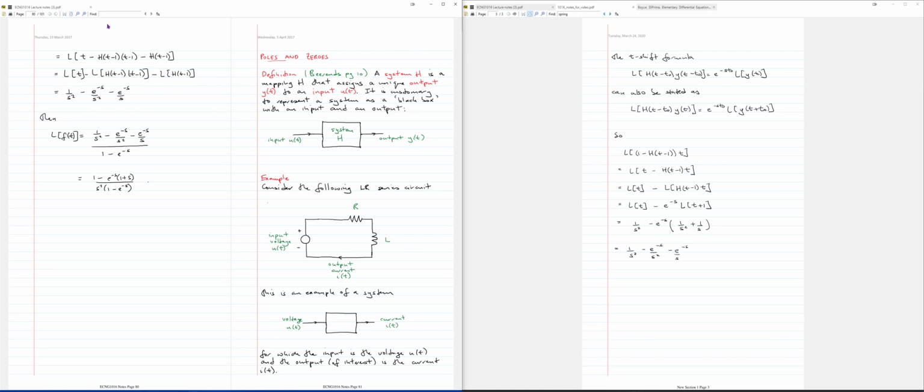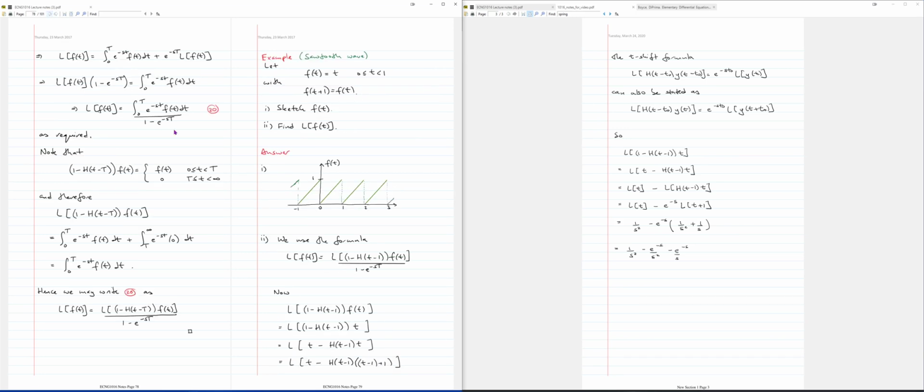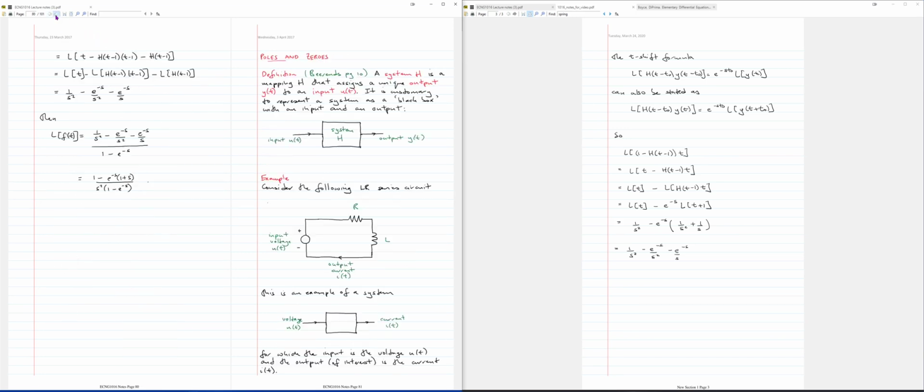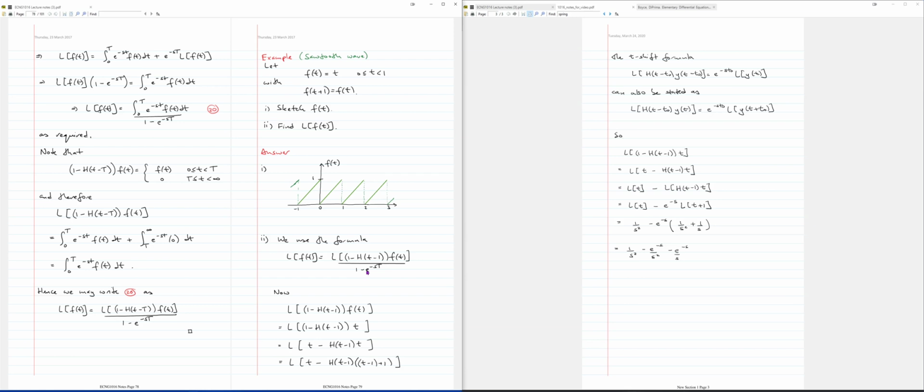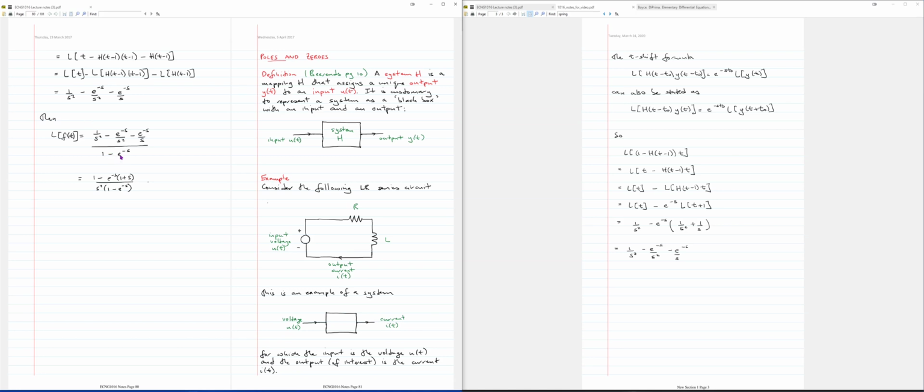So that is the top of this formula, right? And now I need to put in the bottom. So the bottom is 1 minus e to the minus sT. The big T is 1, so this is 1 minus e to the minus s. And this is my denominator, and what I worked out from before is the numerator.